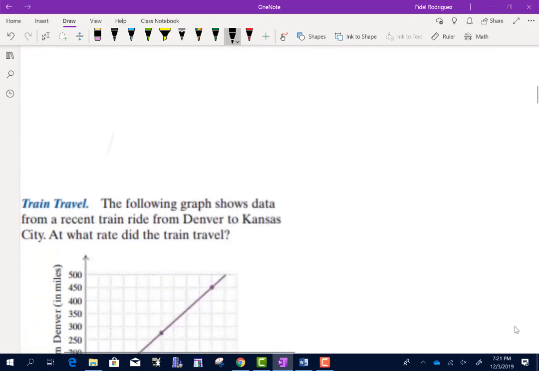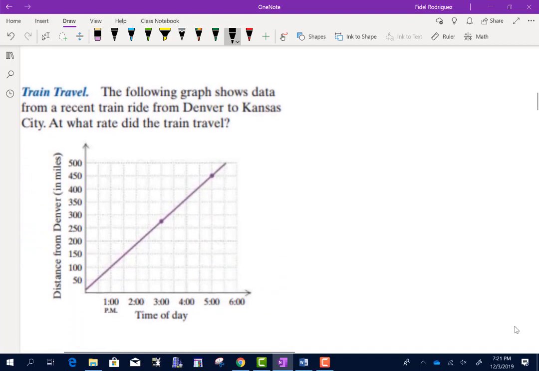Let's see, I think we got another one. Here we go, we got another one right here. So let's see if we can figure this one out.